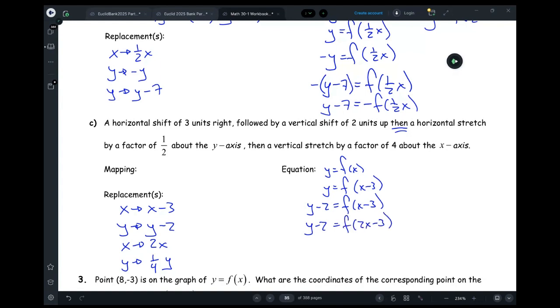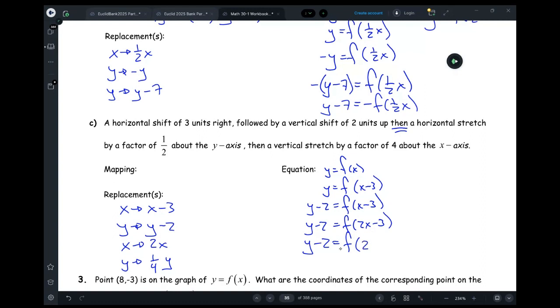Now, notice what's going on here. The 2 is not multiplied by x minus 3. The 2 is multiplied by the x. In this step right here, I was simply subtracting 3 from the x. So if I replace x with 2x, I'm now subtracting 3 from 2x. But there's a horizontal stretch there.